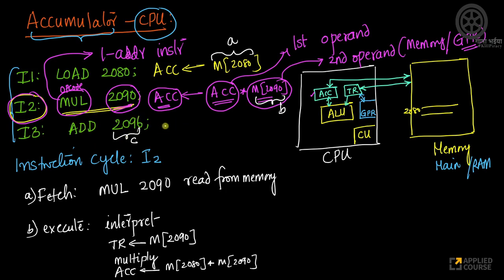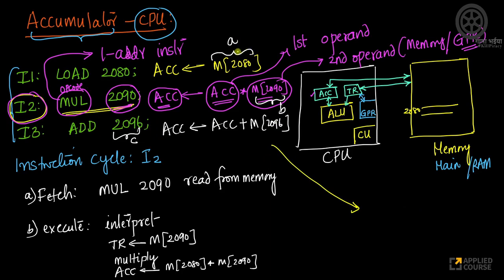So what will happen here? My accumulator now will be equal to, again, here also my first operand I'll assume is in the accumulator. So accumulator plus whatever is stored in 2096. So what is the final resultant of these three steps? Let's look at the final result of these three steps.